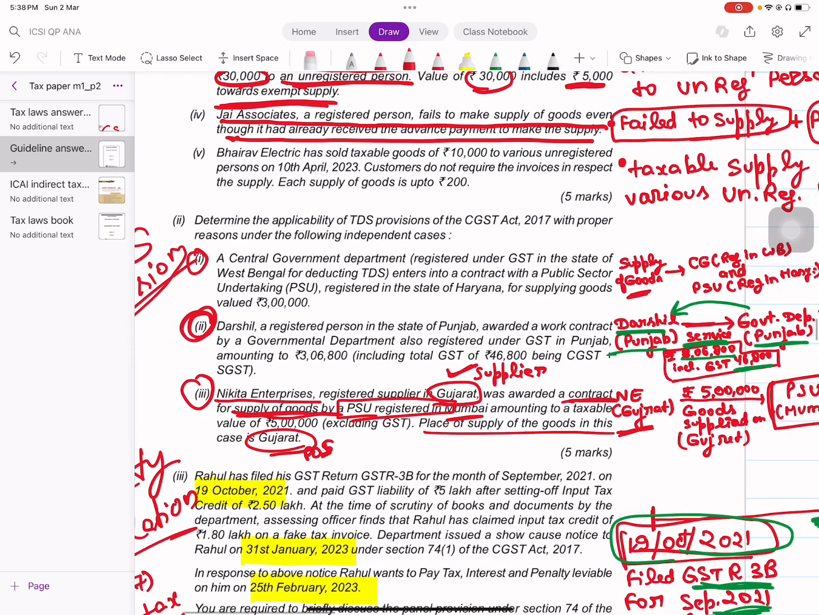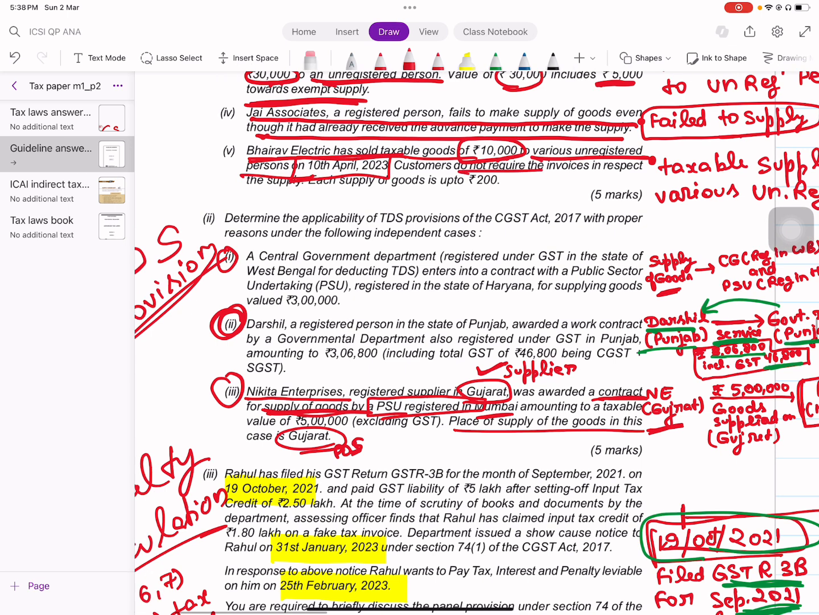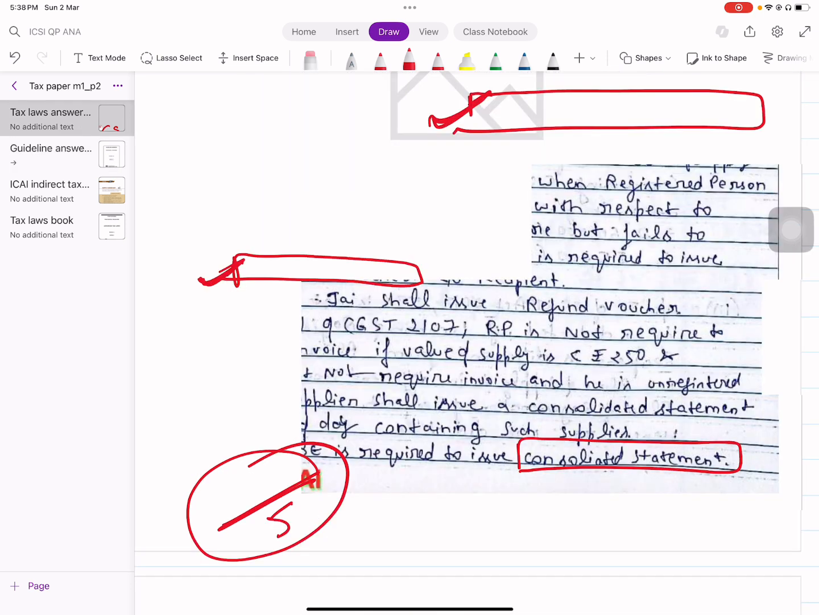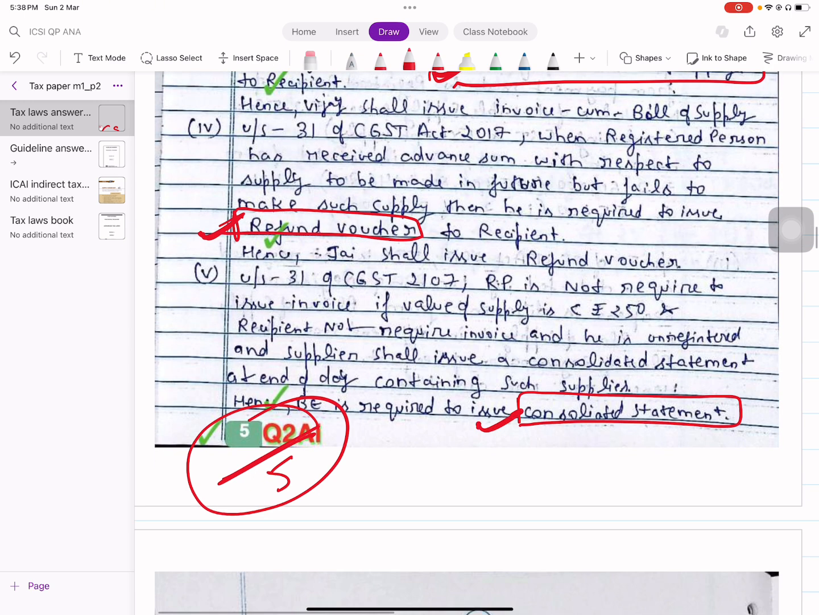Now next point. Bhairav Electric has sold taxable goods of 10,000 rupees to various unregistered persons on 10th April 2023. Customers do not require the invoices in respect of the supply, and each supply of goods is up to rupees 200. So in such a case, he is not required to issue any invoice. However, he should make a consolidated statement.